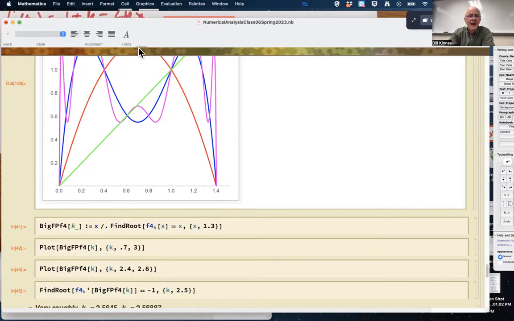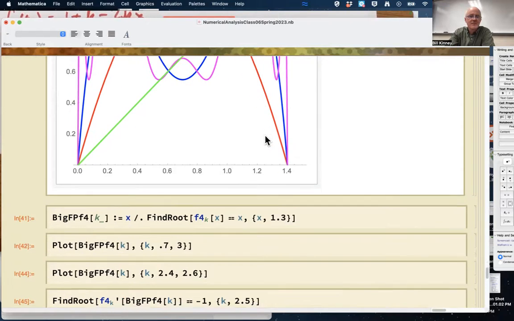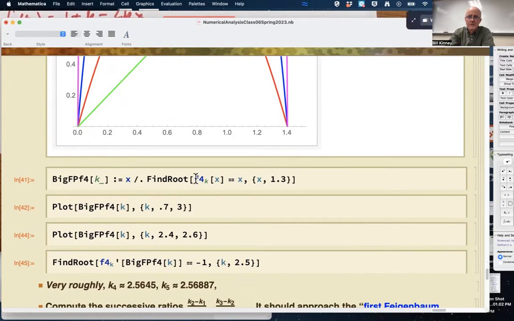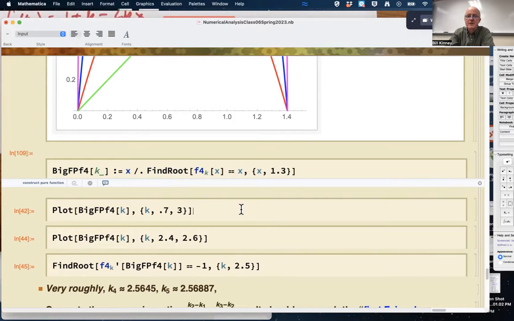Can I figure out at least one root of the 4th iteration, the F4, whose fixed points are period 4 points? I'm going to use FindRoot to find the biggest one here and think of it as a function of k. And I'm going to plot this function of k.